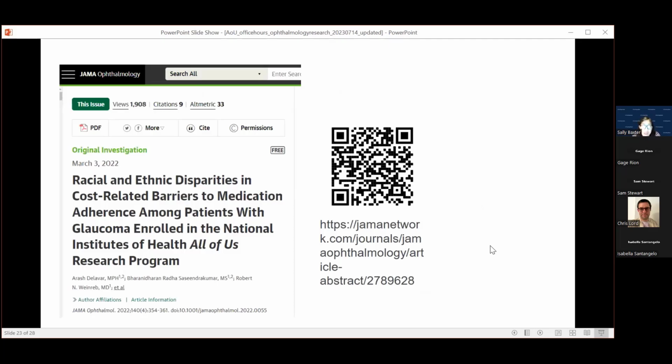So again, if you're interested in learning more about the study, we published this in JAMA Ophthalmology, and here's a QR code if you're interested in learning more.